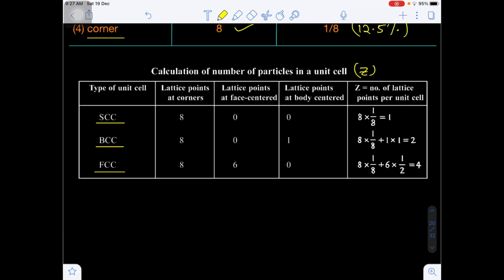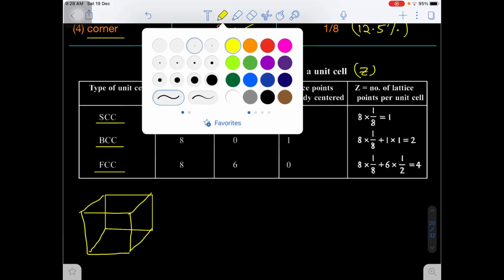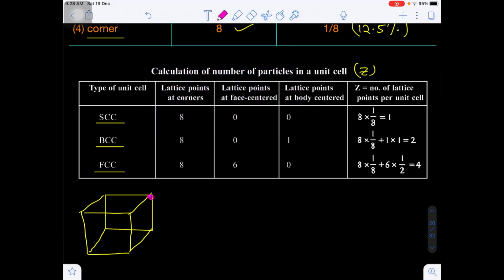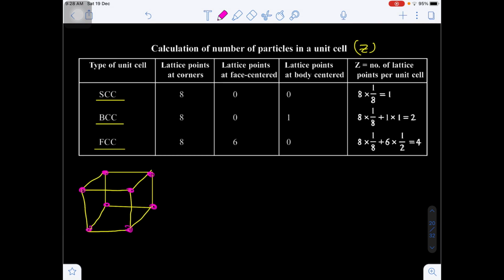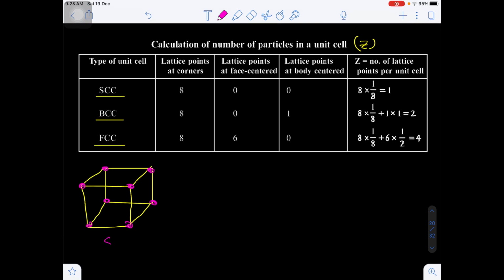What is the simple cubic lattice? In the last class I explained the different types of unit cells. Simple cubic unit cell is one of the most common unit cells. In this simple cubic unit cell, which is the primitive unit cell, the particles are located only at the corners of the unit cell. So how many particles will be present? 8 particles will be present in a simple cubic crystal unit cell.